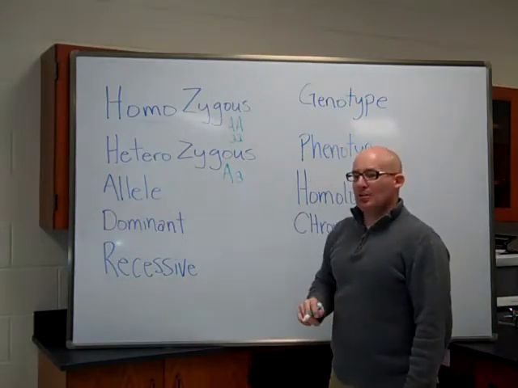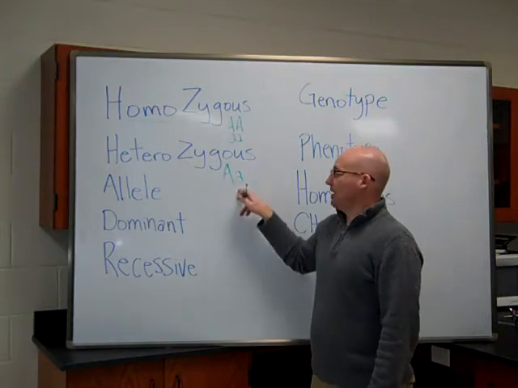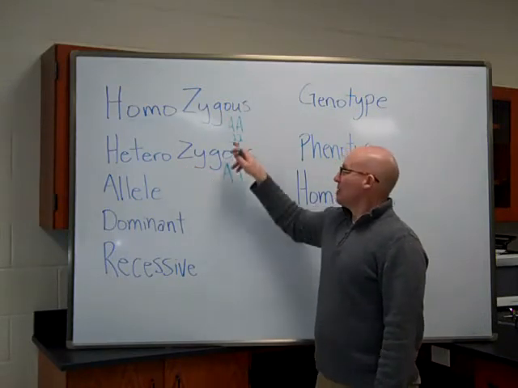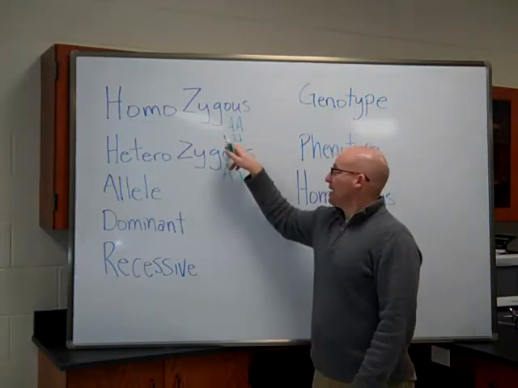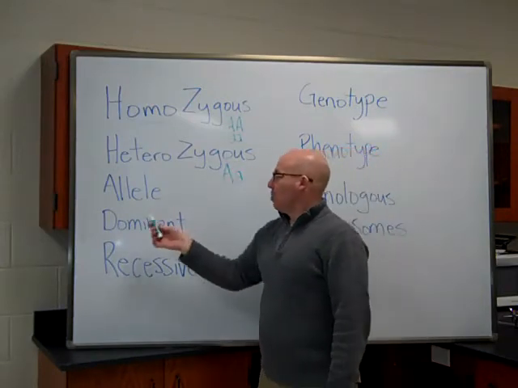On the worksheet we do in class, we just have a whole bunch of genotypes. It might say big A, little a, and you would have to write heterozygous. If it was big A, big A, you would write homozygous. Little a, little a, homozygous. Okay? What is an allele?